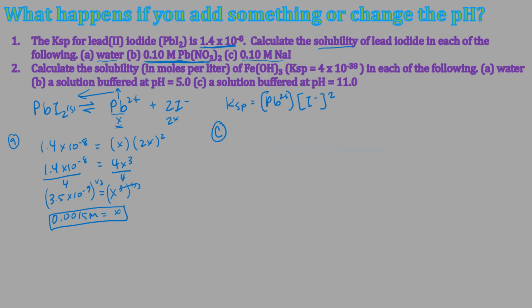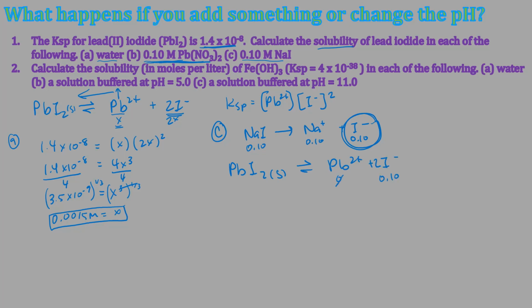Okay, so for part C, I've got sodium iodide, and alkali metals dissociate completely, so I get sodium ions and iodide ions. So if this is 0.1 starting out, then that means I have 0.1 of this, and I have 0.1 of this. So this is what's going to affect my equilibrium because it's part of it. So rewriting the reaction, and I have 0.1 of this starting out, none of this. This goes up by x, this goes up by 2x. So I have 0.10 plus 2x and x, and then I'm going to plug that into the equilibrium expression.